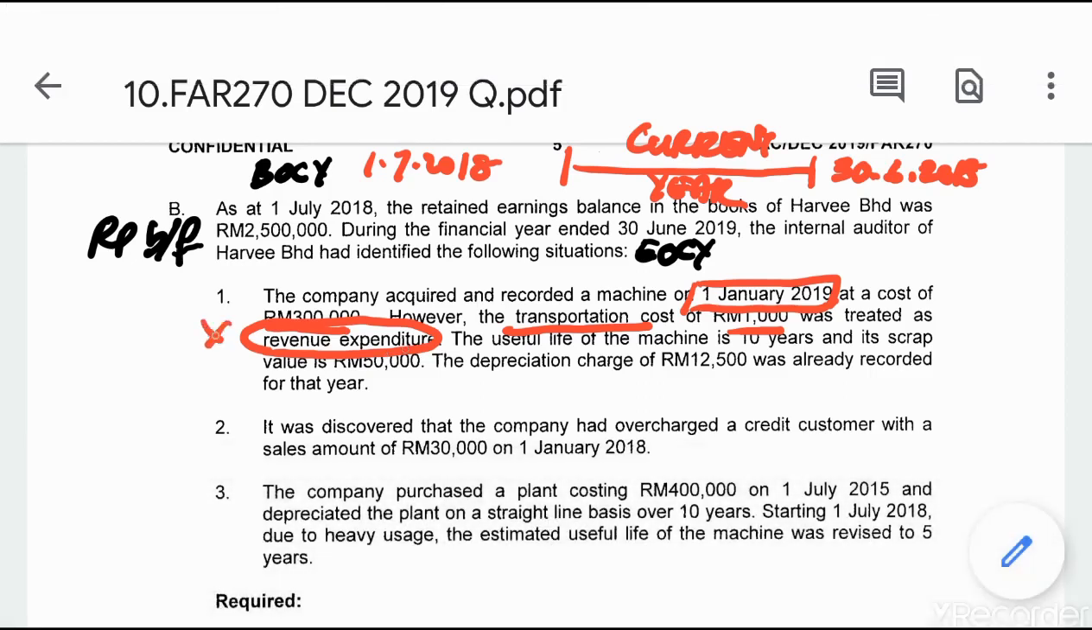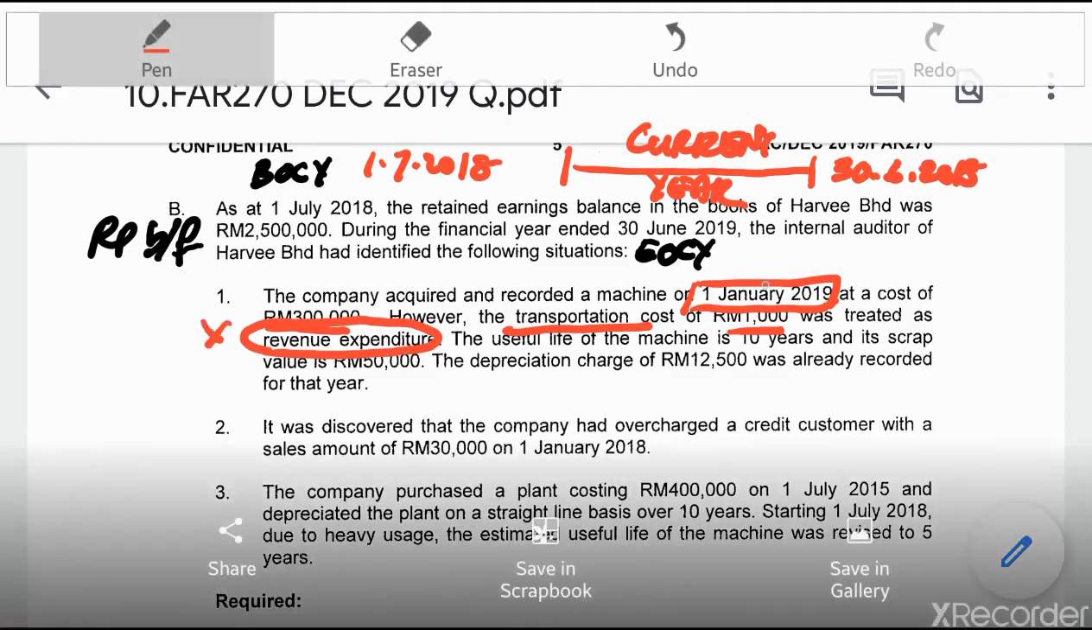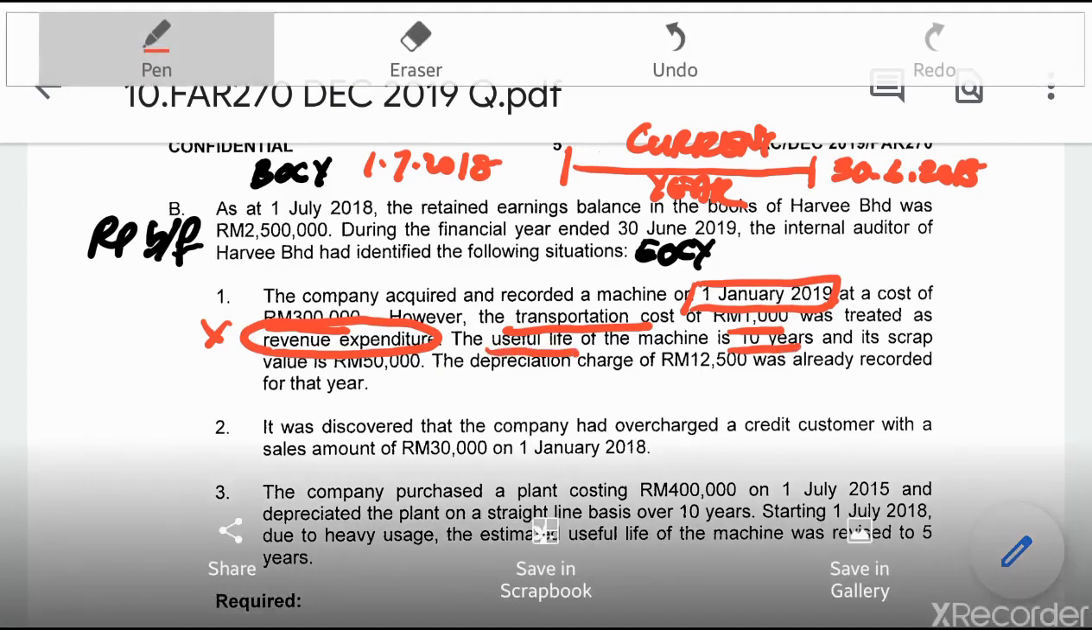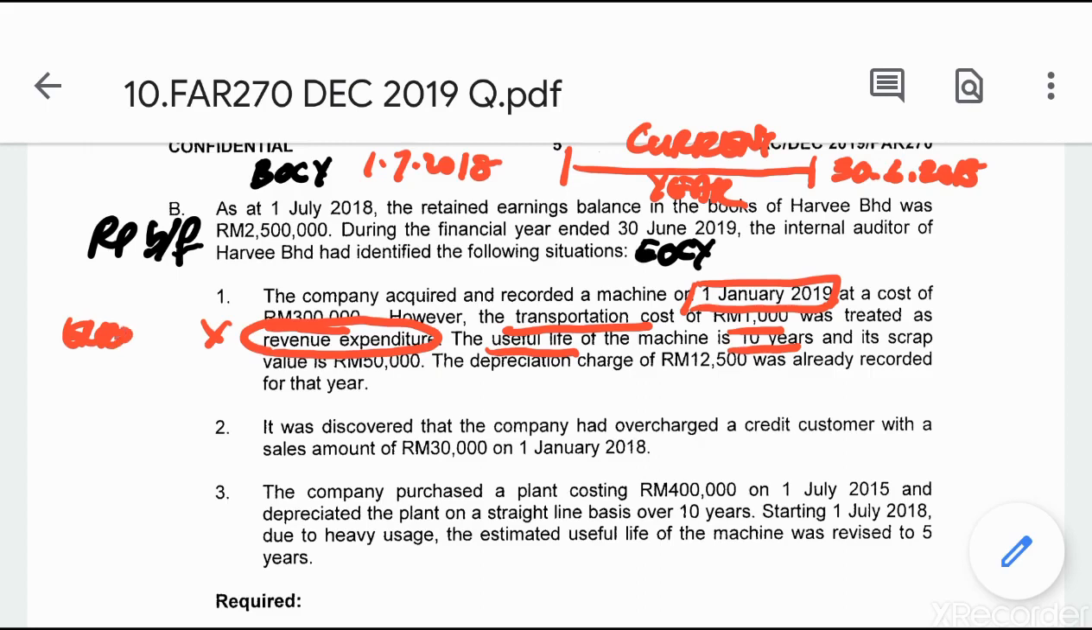That shouldn't be treated as revenue expenditure. So this is wrong. And this happened in the current year, right? The useful life of the machine is 10 years. So you have now treated transportation costs as revenue expenditure. So there is a misapplication of the accounting policy, and this is an error in the current period, or error in the current year.